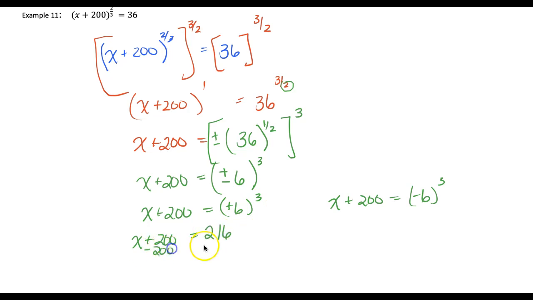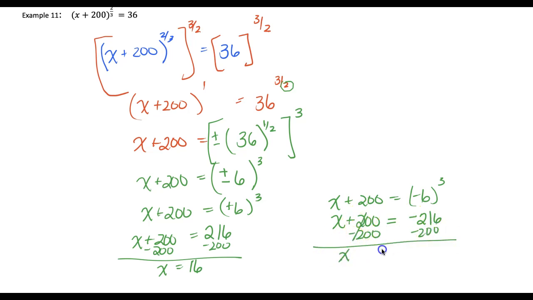And let me go ahead and solve, moving the 200 over. I get x equals 16. And over here, x plus 200 equals negative 6 cubed, which is negative 216. And then again, continue by solving. And we get x equals negative 416.